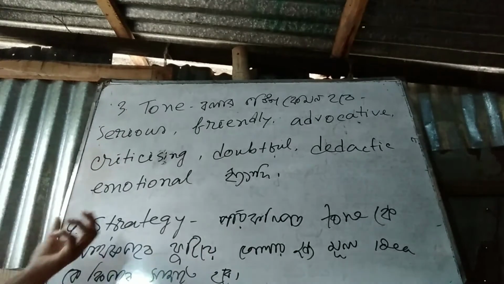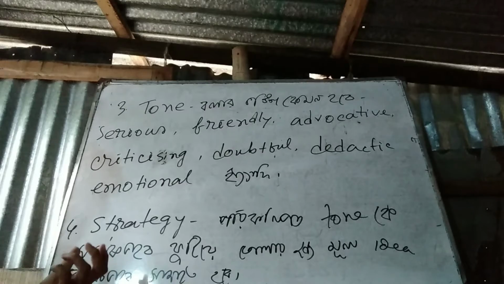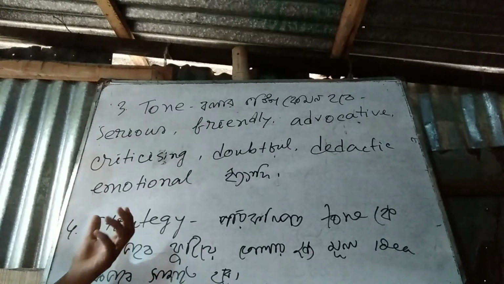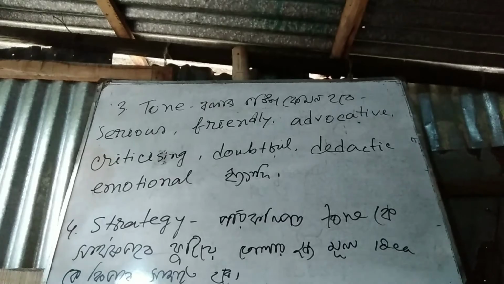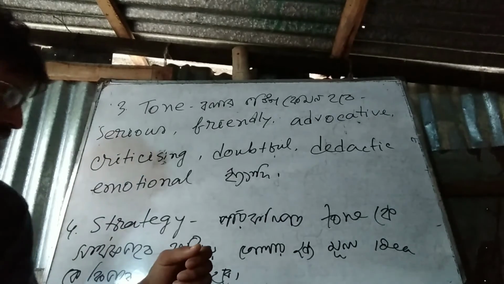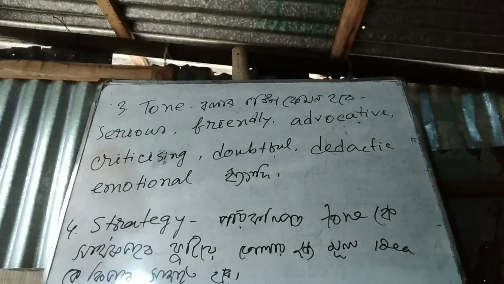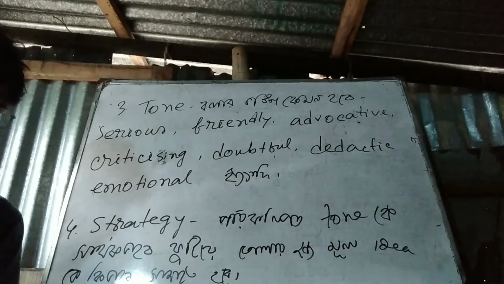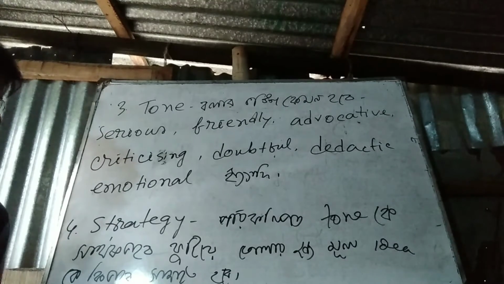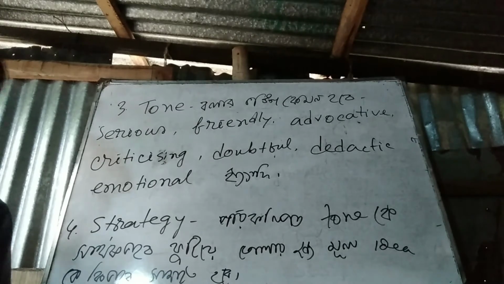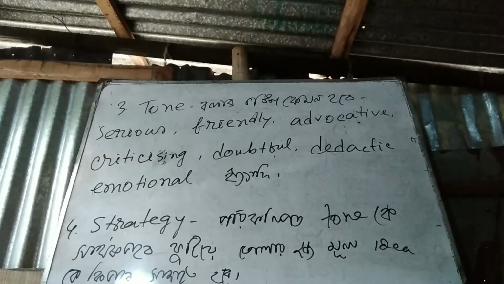And the last, number 4, is strategy. Strategy means how we can successfully write a paragraph with our thoughts, how we can make it a successful paragraph with our writing, with our thought, and it would be in order. Sometimes we do not write a paragraph in order. Sometimes there is some mismatch in writing a paragraph. So strategy is the best thing to complete a paragraph successfully.